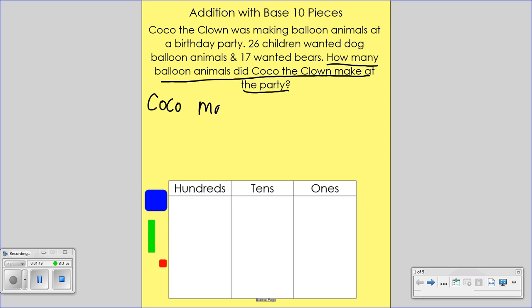Coco made blank balloon animals. What's going to go in that blank, Sam? A number. Do we know that number right now? No. We're going to do some math to figure that out. We've read the problem. Check.